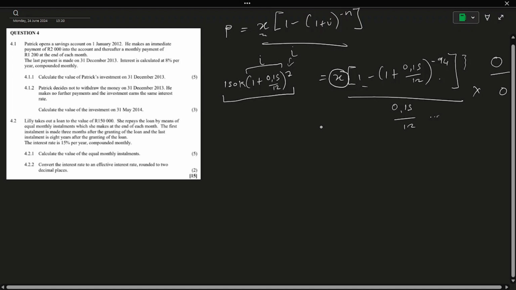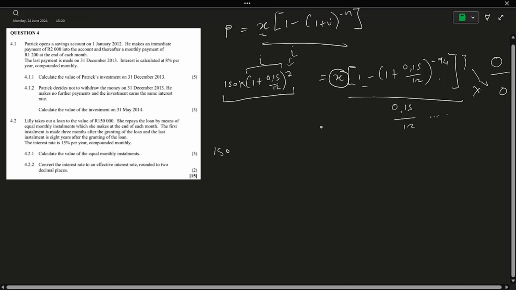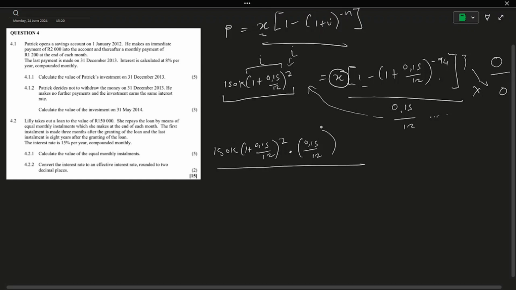So when you multiply something by a reciprocal like this, you're also going to multiply with the reciprocal on the left hand side. So on the left hand side, we're going to have 150K, 1 plus 0.15 divided by 12 squared. This interest now comes and multiplies the top side. So we're just going to say 0.15 to show that we will multiply it now. And then we're going to divide by this large part, 1 minus 1 plus whatever. It's going to go at the bottom, because you see what we did with this reciprocal.